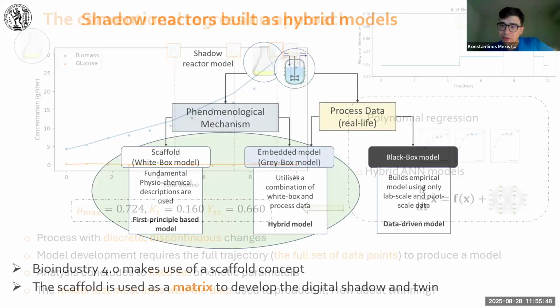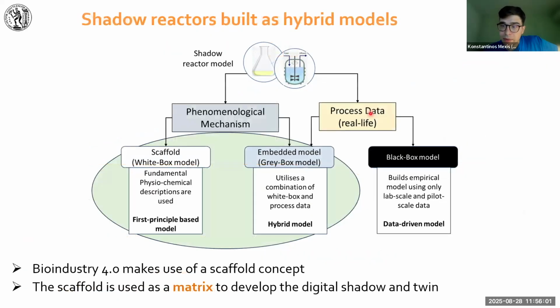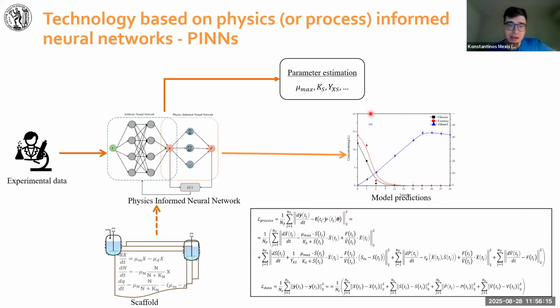Instead, BioIndustry 4.0 employs a scaffold concept. This scaffold encapsulates all the available physical knowledge of the process and acts as a structured framework, or matrix, if you will, on which the digital twin can be developed. In this way, we do not start from scratch, rather we build on existing mechanistic understanding while integrating new data. This is how the pipeline looks.